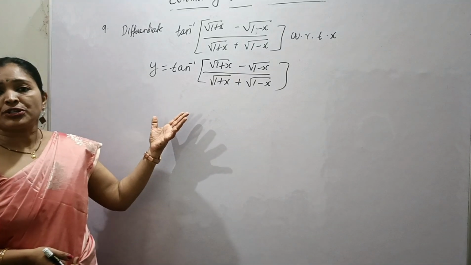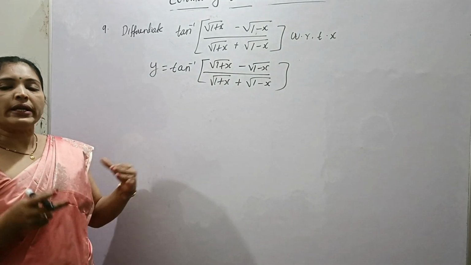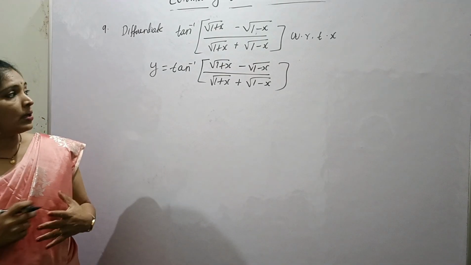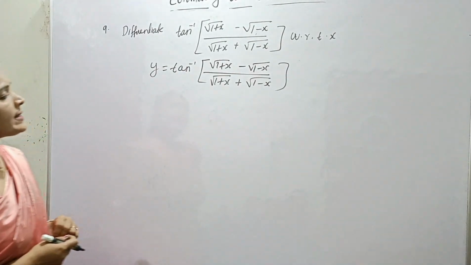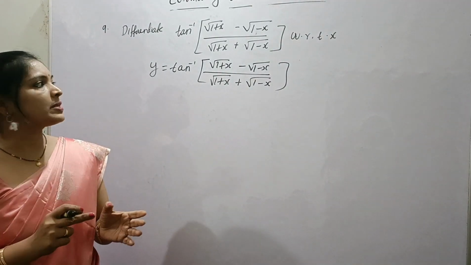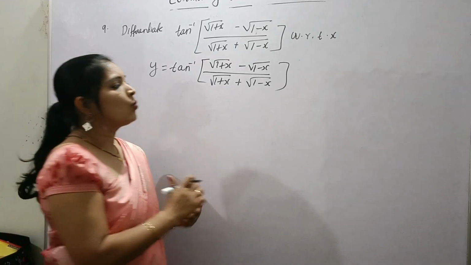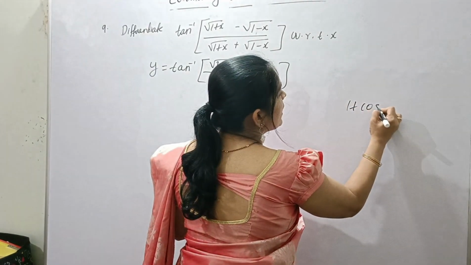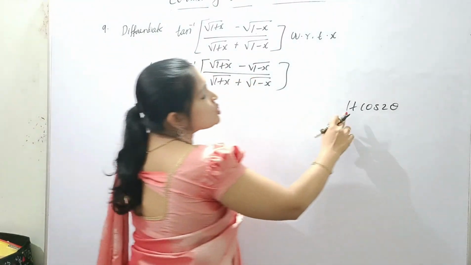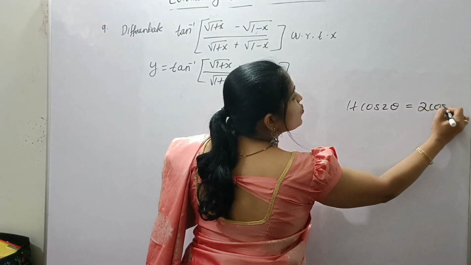So here also the given function is an inverse trigonometric function. So let's substitute, let's put x is equal to some trigonometric identity. See, it is in the form of root of 1 plus x, root of 1 minus x. And we have an identity 1 plus cos 2 theta. Here we should get tan of something. So 1 plus cos 2 theta is equal to 2 cos square theta.